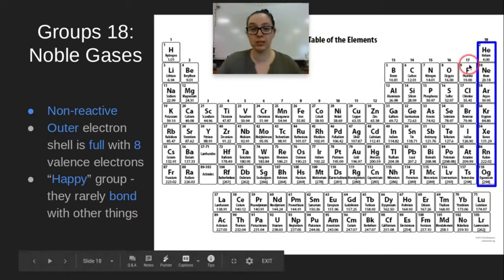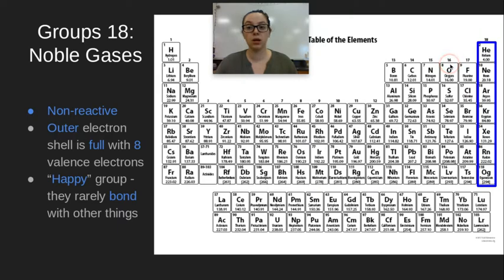In group 17, we have 7 valence electrons. In group 16, you guessed it, we have 6 valence electrons. 15, we have 5. 14, we have 4. 13, we have 3. Remember, we skipped this one. In group 2, we have 2 valence electrons. In group 1, we have 1 valence electron. But we're focusing on the noble gases right here.